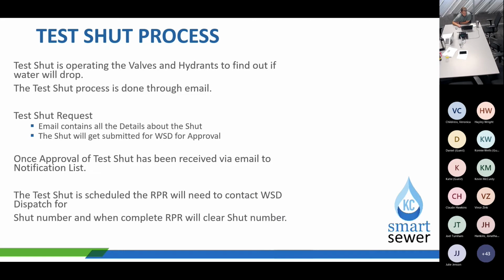So after that, the main thing that the RPR will need to do, and the wording that you need when you call this in to clear, is: open the valves, you say, "clear this test shut." That's the particular type of wording that you'll need when you call the dispatch number in order to clear a shut. But again, the main point of doing a test shut is to operate those valves, making sure that fire hydrant goes down in order for that contractor to schedule their work and get the work done and get it complete.